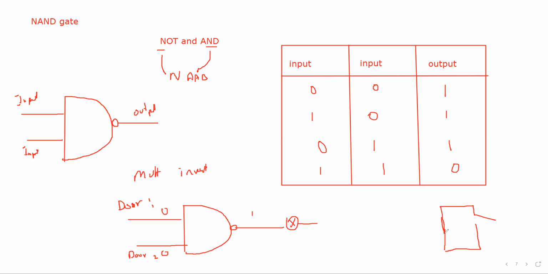If one of the doors you close properly, another one is open. So if one of them is 1, another one is 0. So output will be 1. Again, it means the indicator lamp will be on or the buzzer will sound.